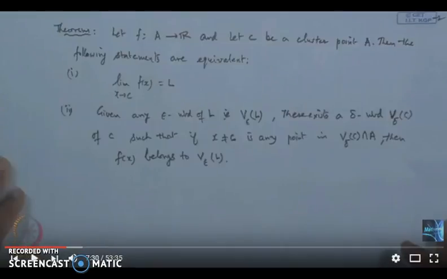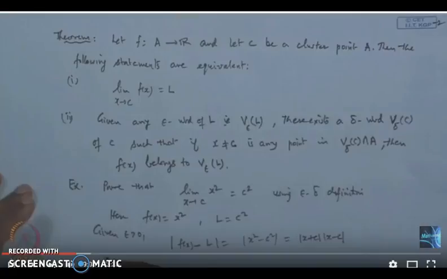We present the result in terms of a theorem. Let f be a function from A to R and let C be a cluster point of A. Then the following statements are equivalent: first, limit of f of x equals L as x goes to C. Second, given an epsilon neighborhood of L, there exists a delta neighborhood of C such that if x not equal to C is any point in the delta neighborhood of C as well as in A, then f of x belongs to the epsilon neighborhood of L.